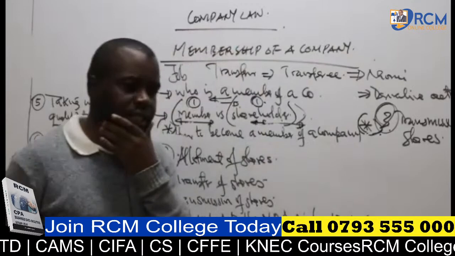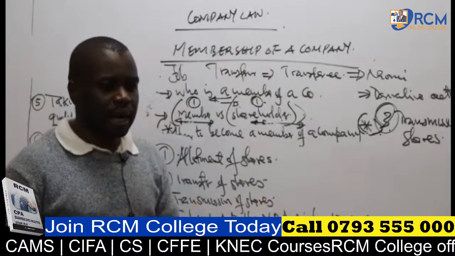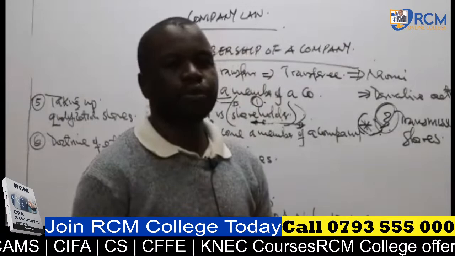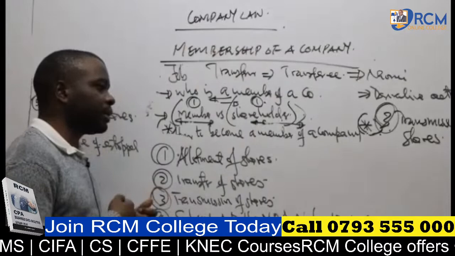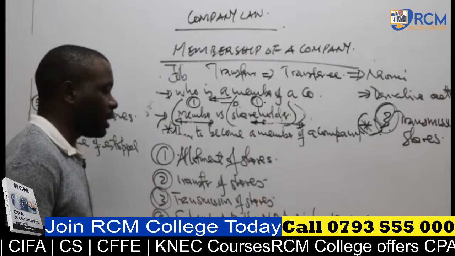So once Lamek actually applies for the shares, then they'll allot you the shares. Maybe you want to acquire, let's say, for example, 1,000 shares at maybe 20 shillings each. So they'll be able to allot the shares. So once they allot the shares, quite obviously, Lamek, you'll actually become the shareholder of that company. So when you become the shareholder of that company, then you'll be included in the register of members of the company. So in that case, you become the shareholder of the company through the allotment of the shares.